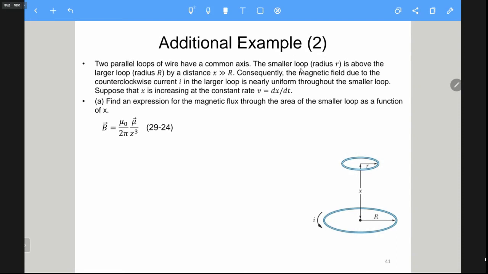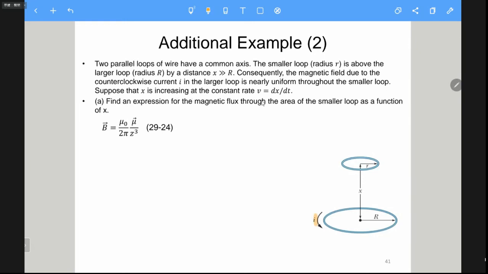So the smaller loop with radius small r is above the larger loop with radius capital R by a distance x, which is much larger than the larger radius. So consequently, the magnetic field due to the counterclockwise current I in the larger loop is nearly uniform throughout the smaller loop. Because we assume this distance is quite long, then we can assume the magnetic field going through this smaller loop will be uniform.